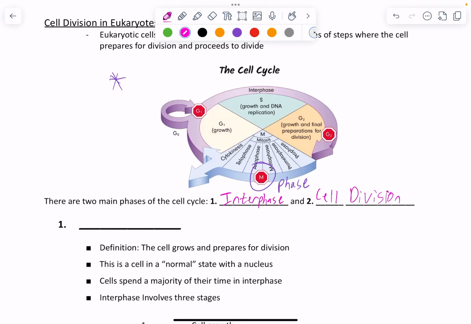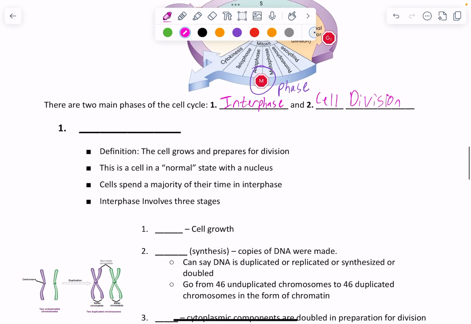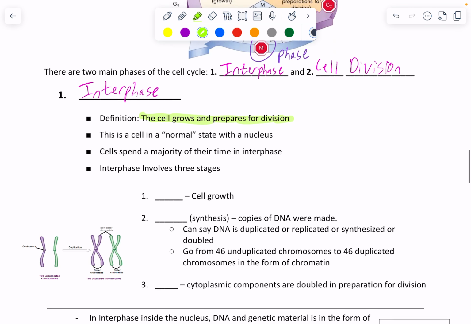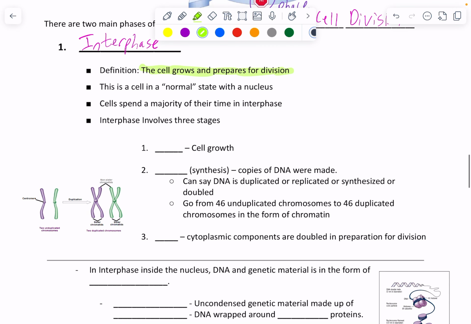Okay, and so we'll talk about interphase first. Interphase is basically all about growing and preparing for division. This is where cells spend most of their time. This is, quote unquote, the normal state. They have their nucleus, they have their organelles, they're not actively dividing at all, but they're basically just getting ready for division to take place. And there's three steps within interphase.